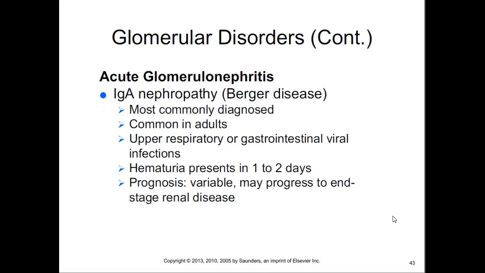Another type of acute glomerulonephritis is IgA nephropathy, which is also called Berger disease, right? And it's most commonly diagnosed in adults, right? It's the most commonly diagnosed acute glomerulonephritic type of syndrome, right? Upper respiratory or gastrointestinal viral infections. And then hematuria is present in 1 to 2 days. And the prognosis is variable and thus may lead to end-stage renal disease. So the prognosis for this type of IgA nephropathy could be pretty bad.